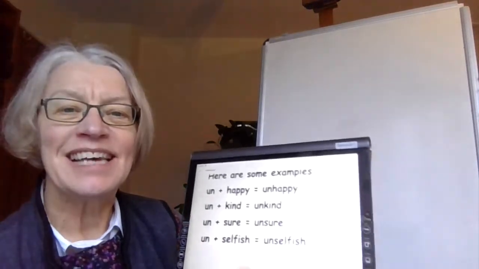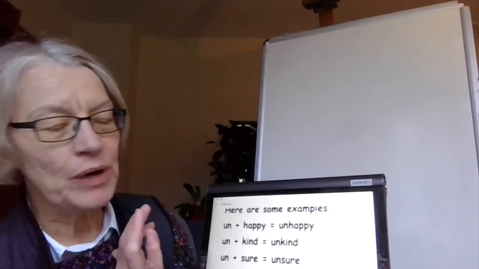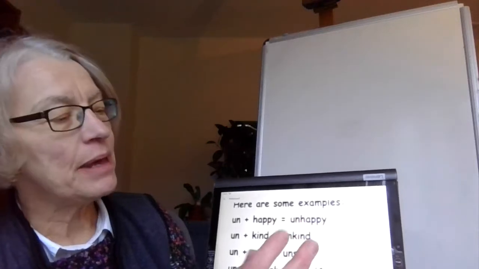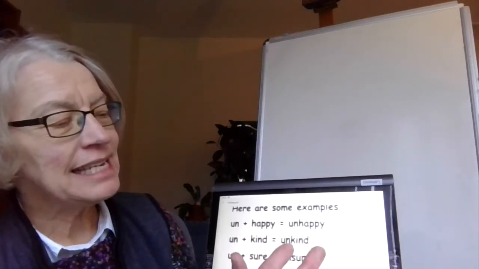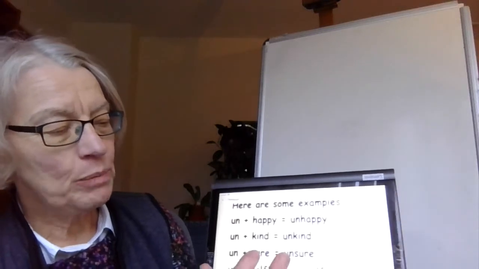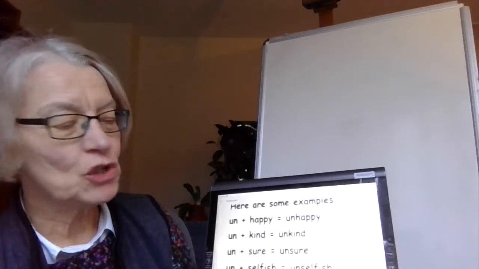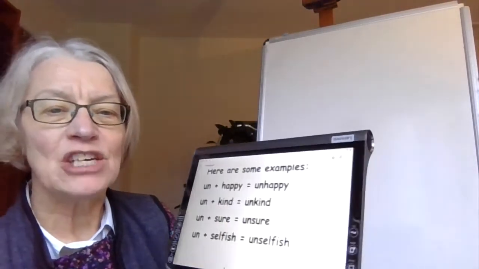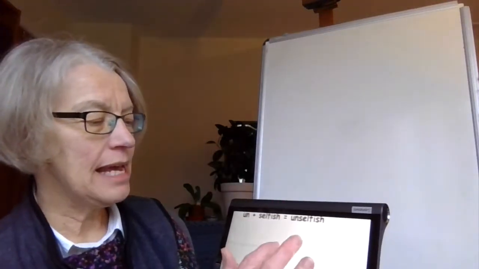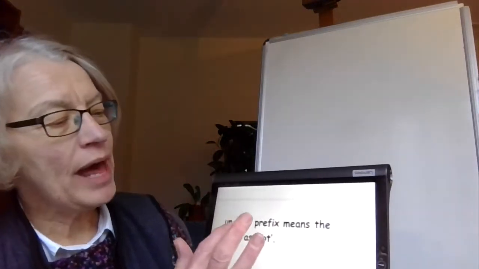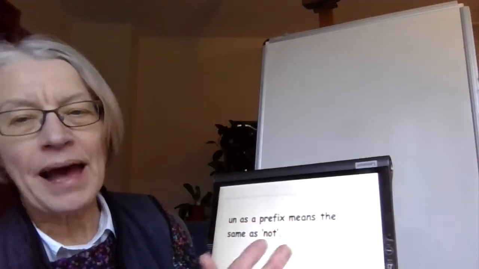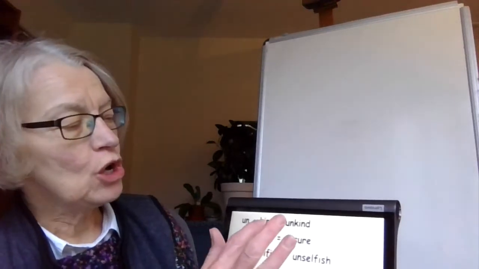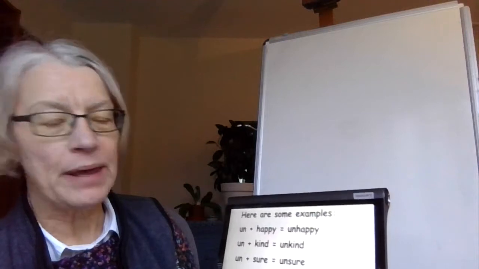And you might notice that by adding UN to the word, you get the opposite. So the opposite of happy is unhappy. The opposite of kind is unkind. The opposite of sure is unsure. And the opposite of selfish is unselfish. Here, UN as a prefix means the same as not. So not selfish, not sure, not kind, not happy.